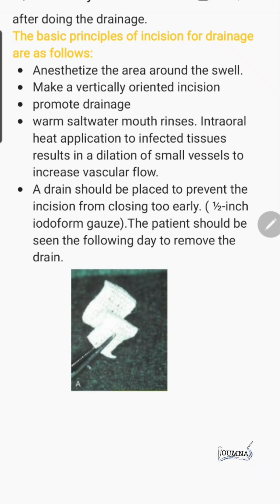A drain should be placed to prevent the incision from closing too early. Half-inch iodoform gauze. The patient should be seen the following day to remove the drain.